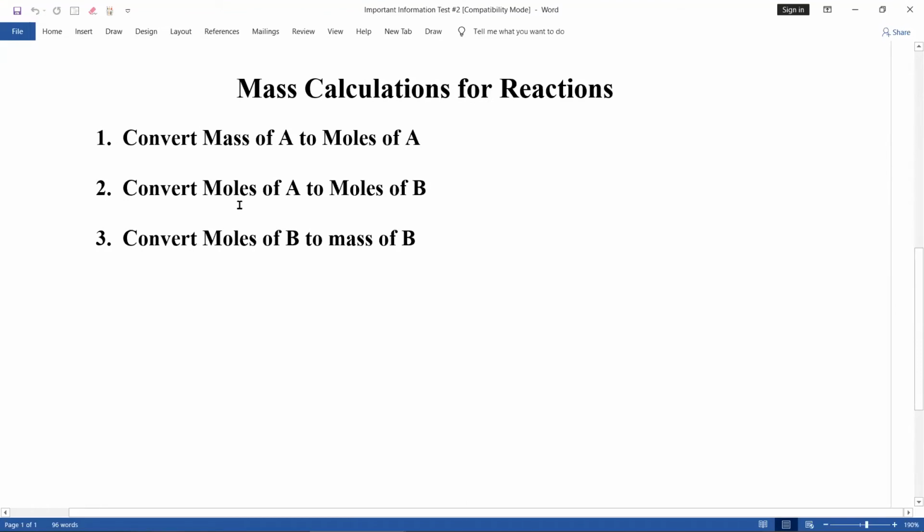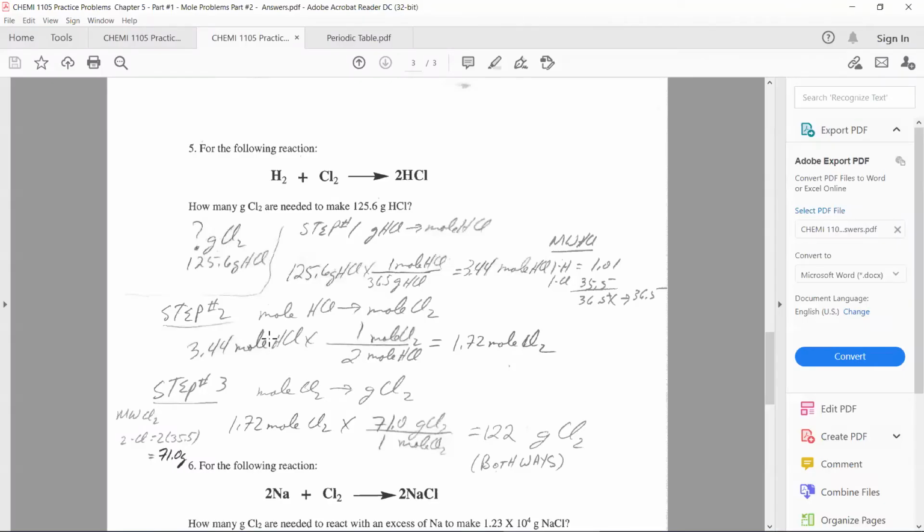Whatever you've just found in moles, in this case HCl, we convert that to moles of our answer, and that's chlorine. So I want to go from moles of HCl to moles of chlorine, step 2.